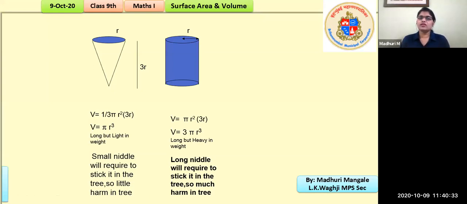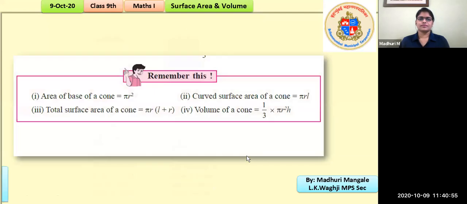Whereas when we look at the cylinder, long needles will be required to stick it in the tree, and that's why there would be more harm. So which structure is beneficial? Of course, it is the conical structure. Okay, so that's how surface area and volume come into picture, and they can really help us out in real life applications.